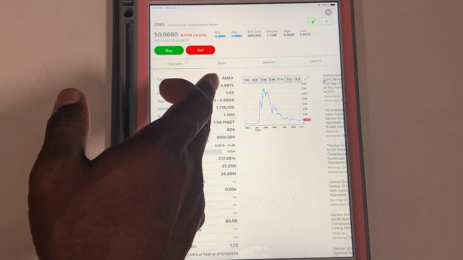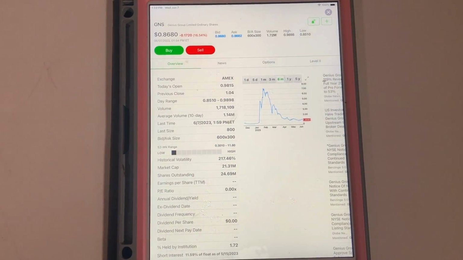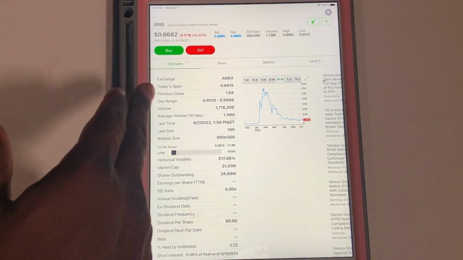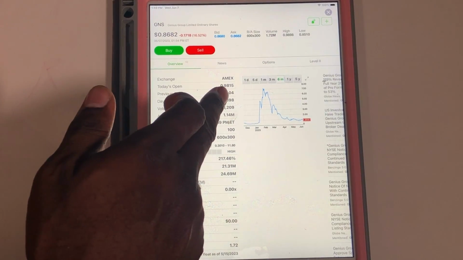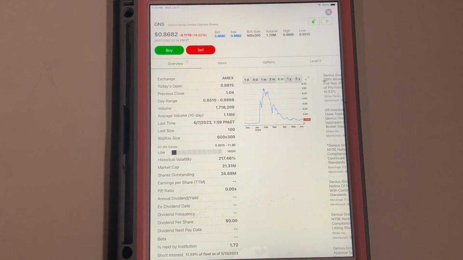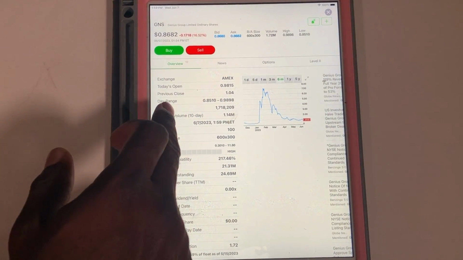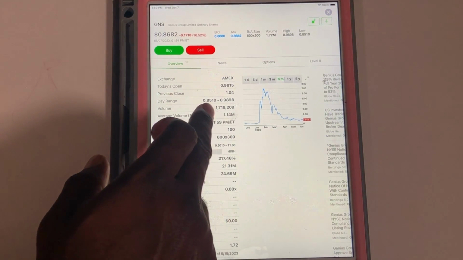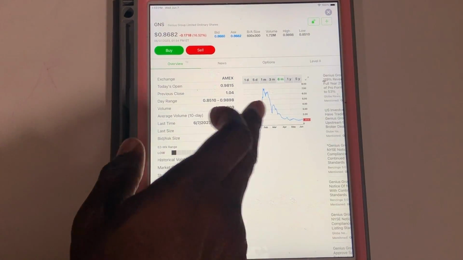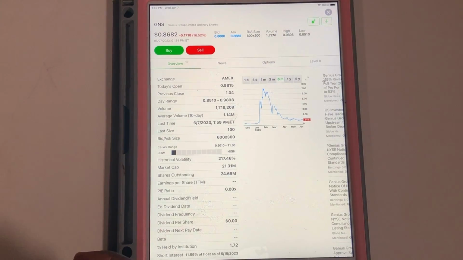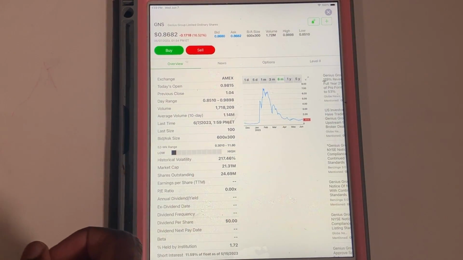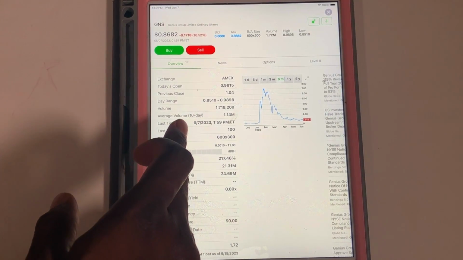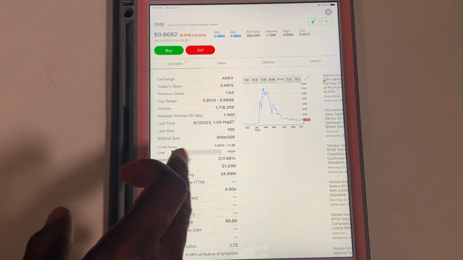So it's on the Amex exchange. It opened at 98 cents, closed yesterday at $1.04. The day's range today is 85 cents to 99 cents, basically. Volume is 1.7 million. The average volume is 1.14 million.